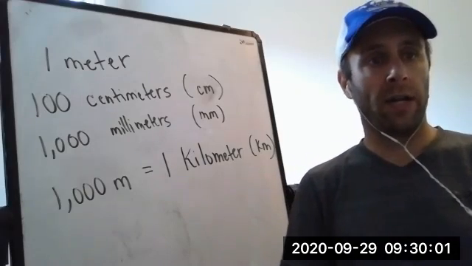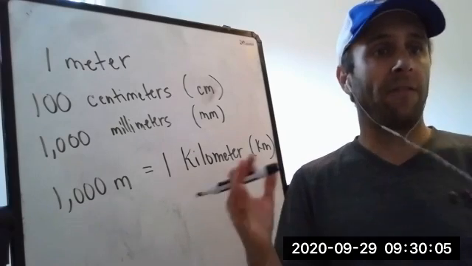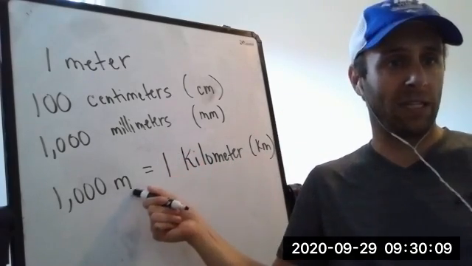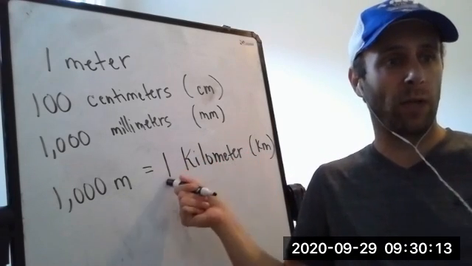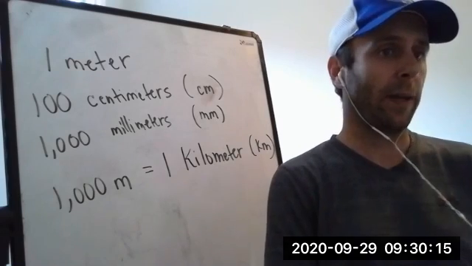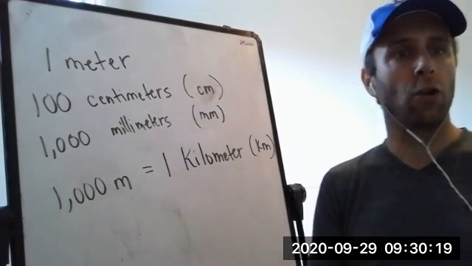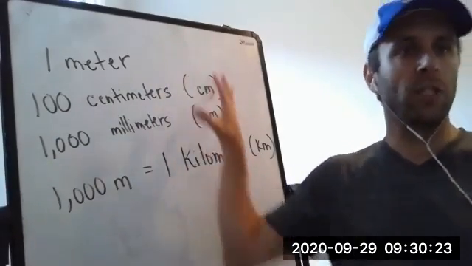So when you run in the turkey trot, when they measure out 5 kilometers, they're actually measuring out 5,000 of these, because 1,000, 1,000, 1,000, 1,000, 1,000 will get you the 5 kilometers. Okay. So if you have this written down, we're going to talk about how you make conversions, but this list is what you're going to be using.